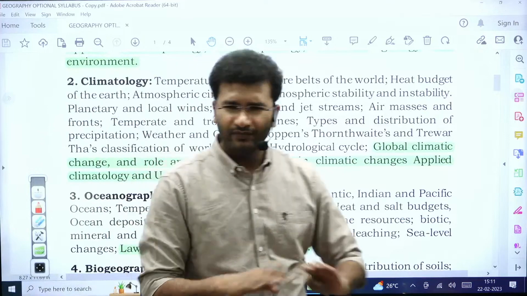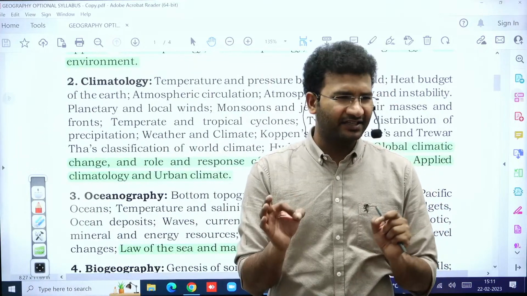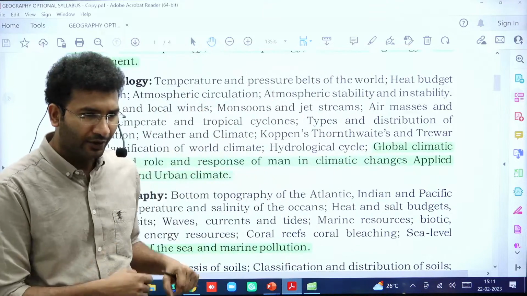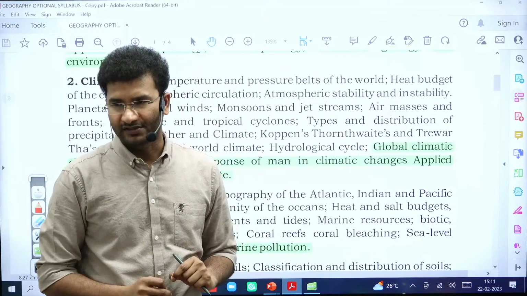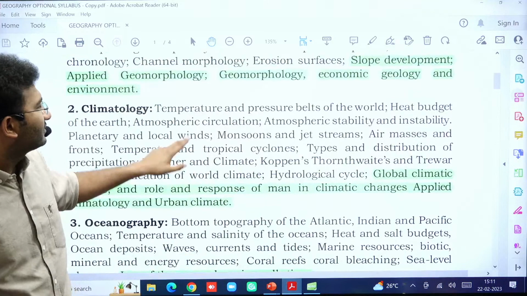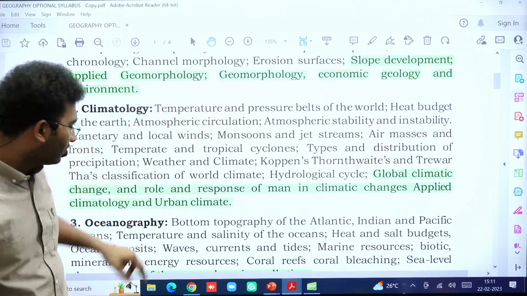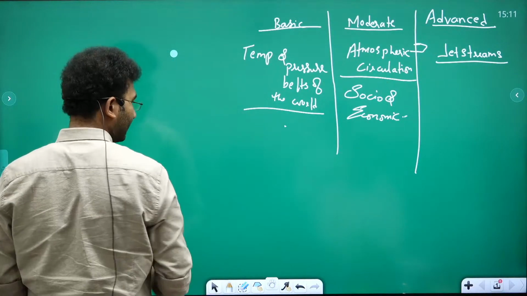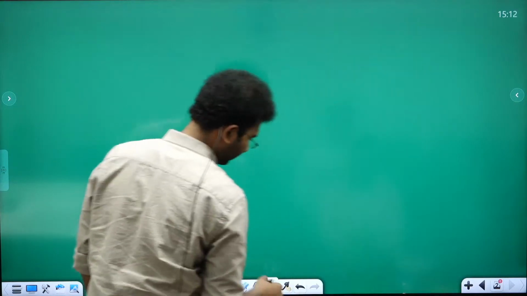But for all of this, there are some basic studies which you need to know. That basic study is one such topic which we are going to discuss in climatology. Right? See, it is temperature and pressure belts, but you need to know firstly what exactly is a pressure belt and what exactly is atmospheric pressure.